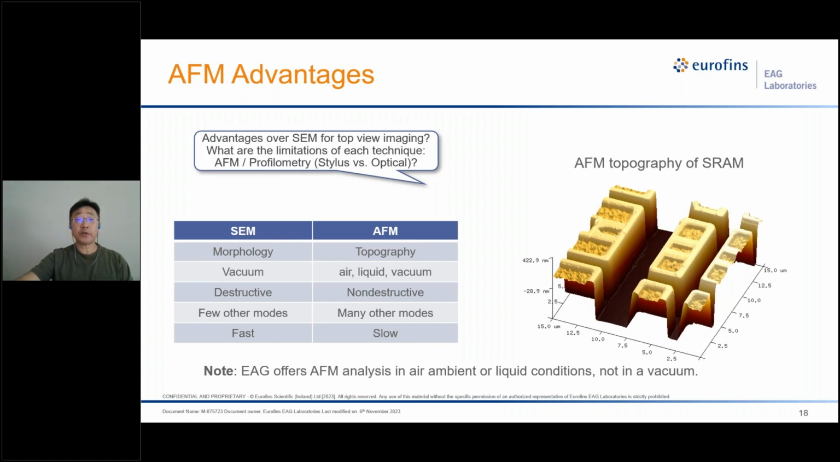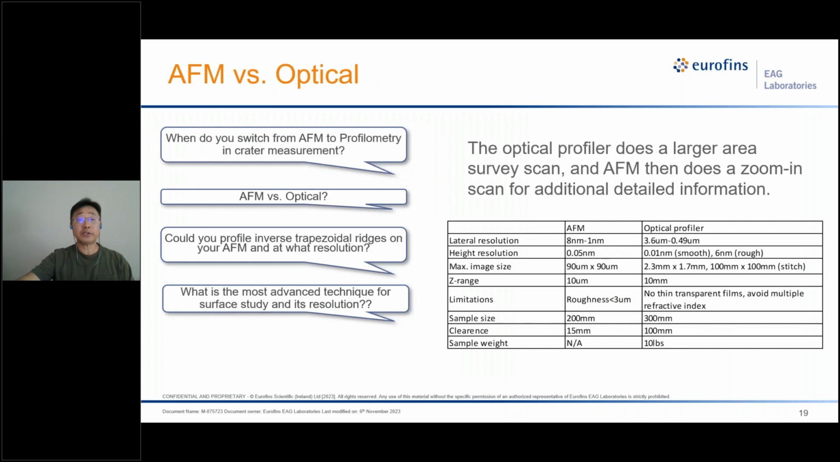This is the last slide on AFM. The question was, when do you switch to and from AFM and optical profiler? I will use optical profiler to do a large area survey scan and use AFM to do a zoom-in scan. Optical profiler is substantially faster than AFM, so you can do surveys everywhere over a large area wafer, and as much as you can do away with it, so long as it allows spatial resolution.